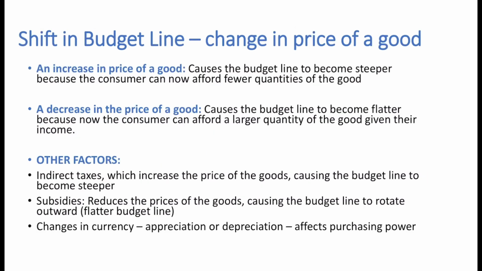Another cause of a shift in the budget line is the change in price of a good. An increase in price of a good causes the budget line to become steeper because the consumer can now afford fewer quantities of that good.